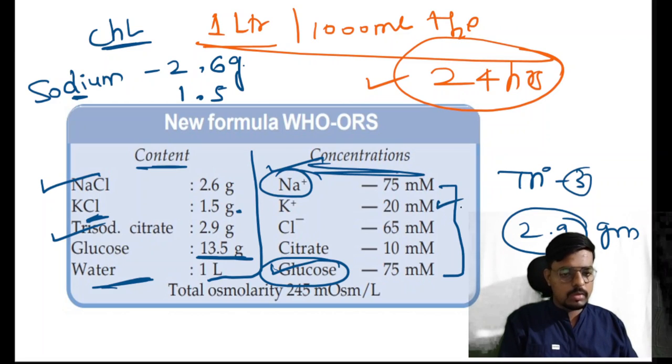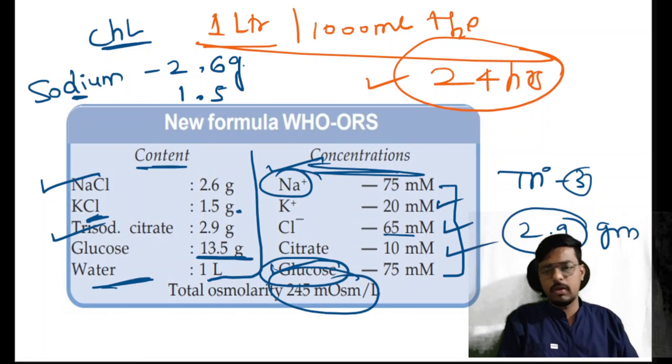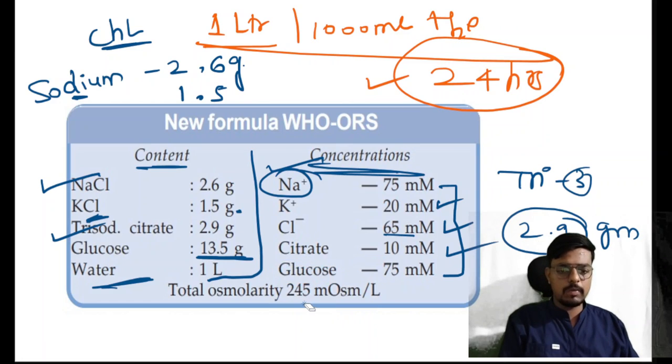Then 20 milliosmol per liter of potassium will be there. Then chloride will be 65 milliosmol per liter. Then the citrate is 10 milliosmol per liter. So total osmolality of the ORS is 245. Total osmolality of our ORS will be 245 milliosmol per liter. Hope the concept is clear.